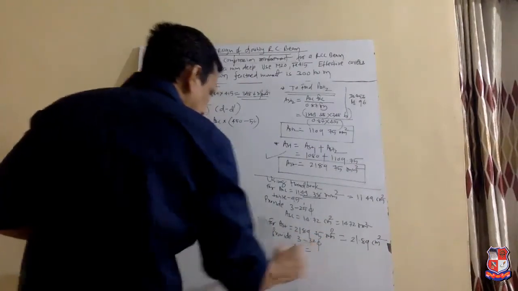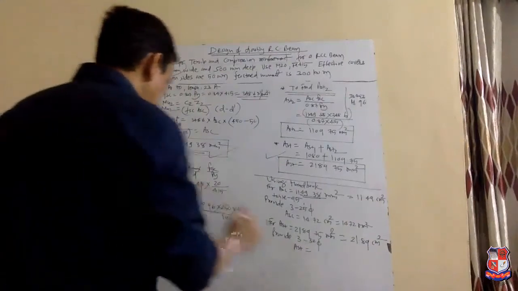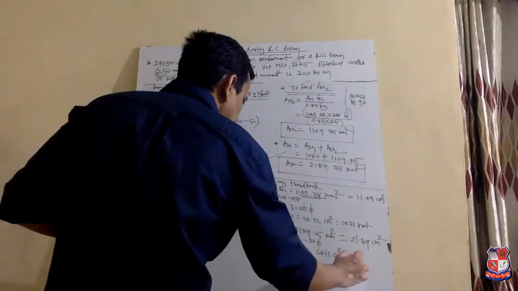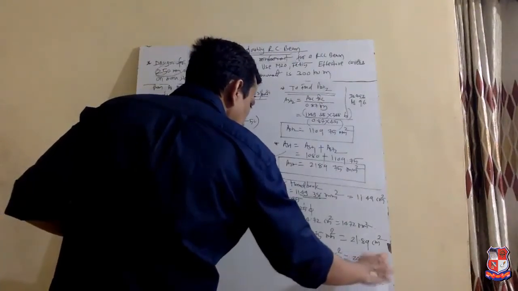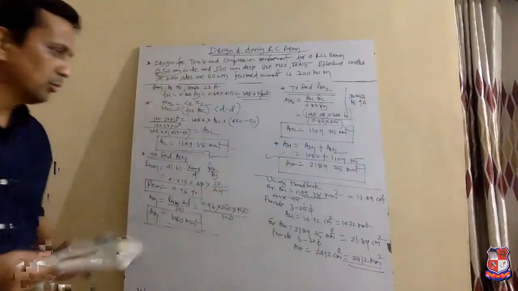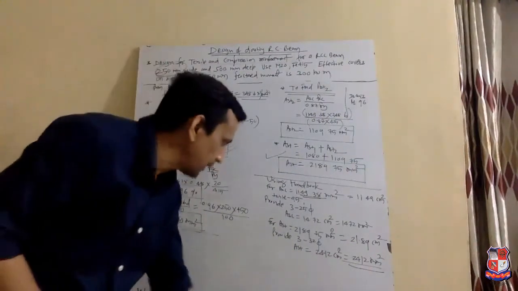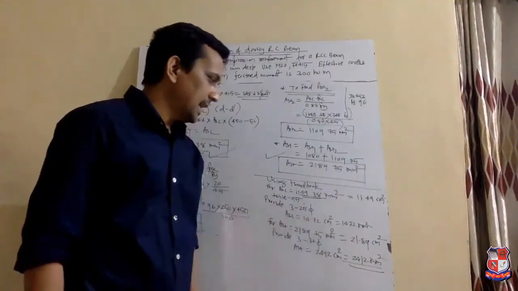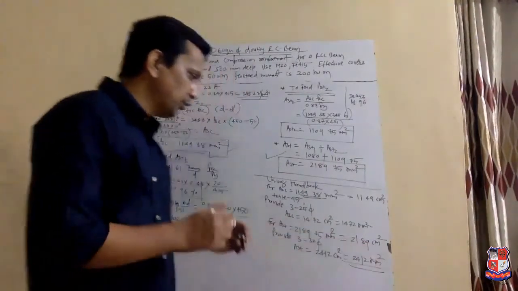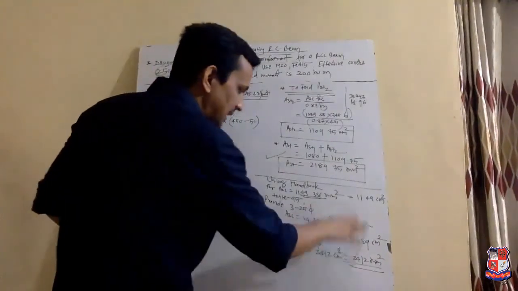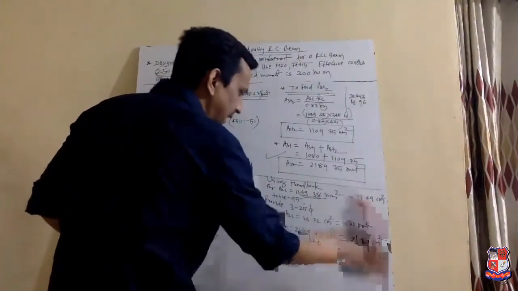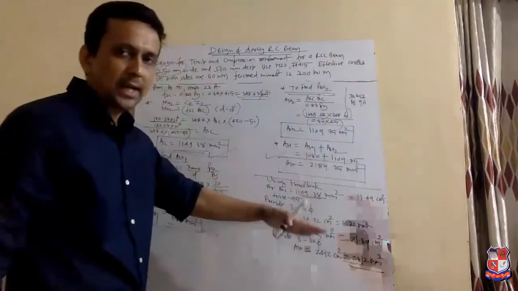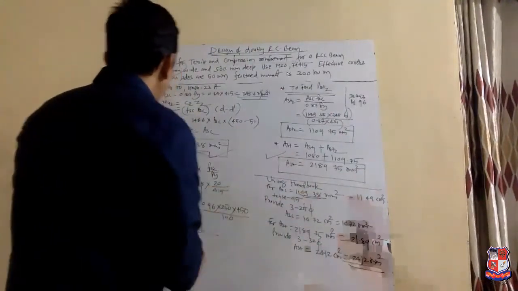having AST 24.12 centimeter square, equal to 2412 mm square. See, area required was 2189 mm square and we have provided 2412 mm square. Select the area which is greater than the required area. So in this way, we can provide the reinforcement using the handbook.